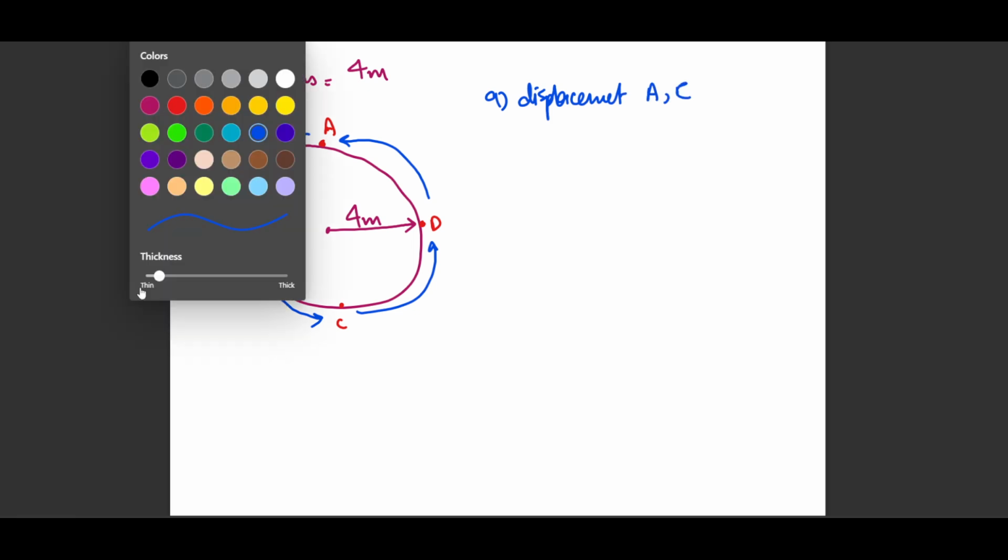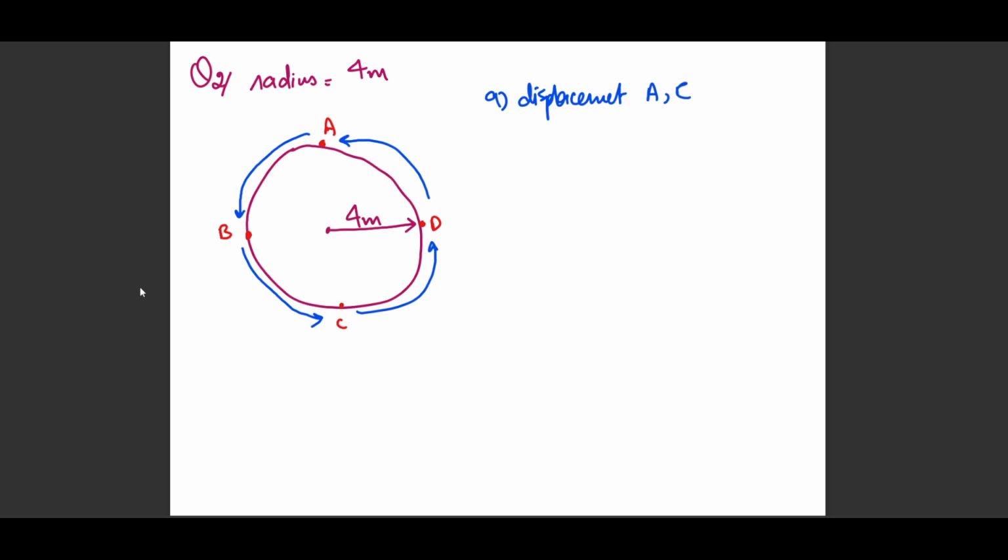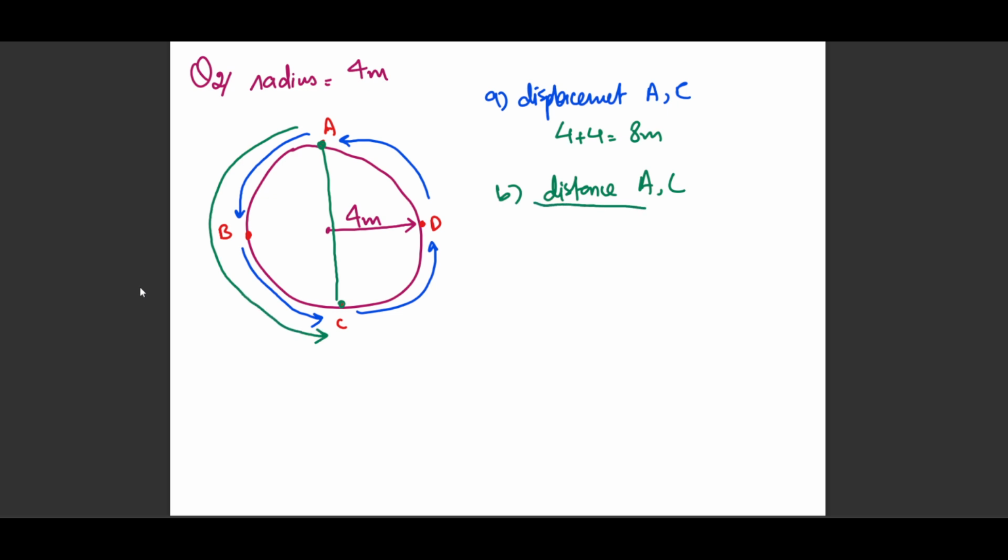It's very obvious that if the person starts from A and finishes at C, the displacement would be the straight line between them. So the displacement will be 4 plus 4, which is 8 meters. But if they ask you to find out the distance between A and C, then that would be the actual path taken by the person to go from A to C, which is half a circle, right?